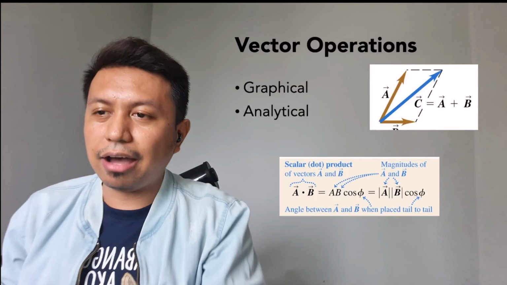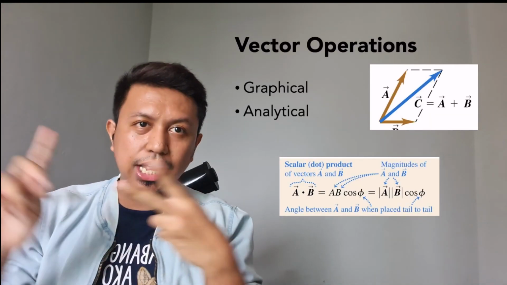Now let's look at vector operations. Since it's not like your regular physical quantities wherein you just add them or subtract them, multiply them, divide them, vectors have a certain way or complications in how we actually operate them. Okay, so there are two ways to do that. We have graphical and we have analytical.